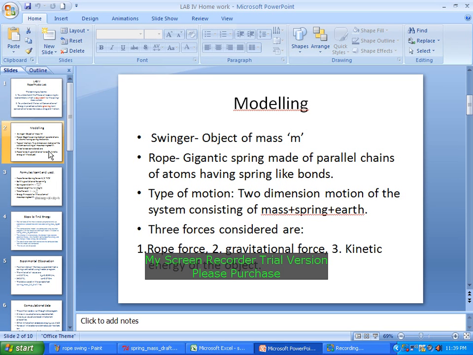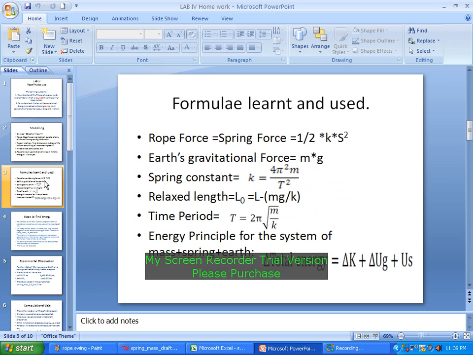The three forces considered are the rope force, which is the spring force, the gravitational force, which is due to the mass of the object, and the kinetic energy of the moving object. These are the various formulae which we learn and use in this lab.